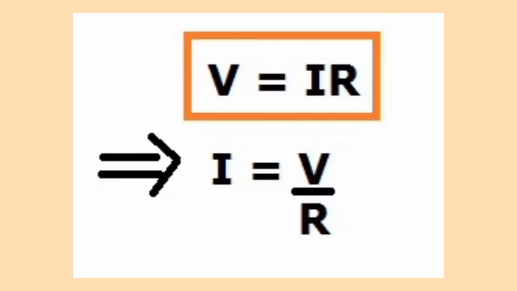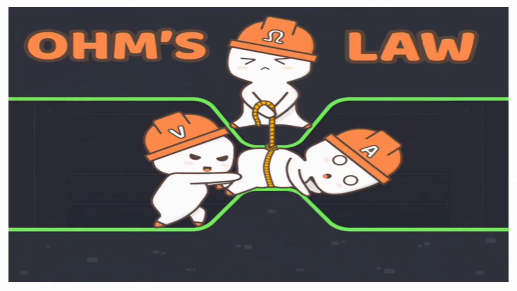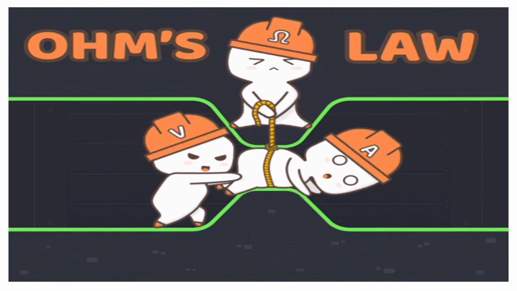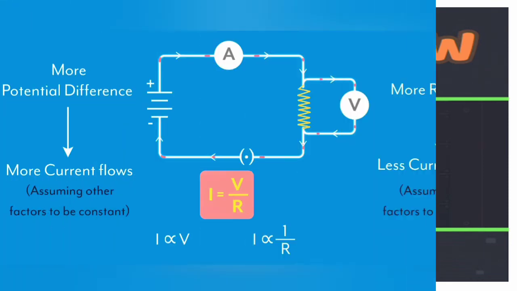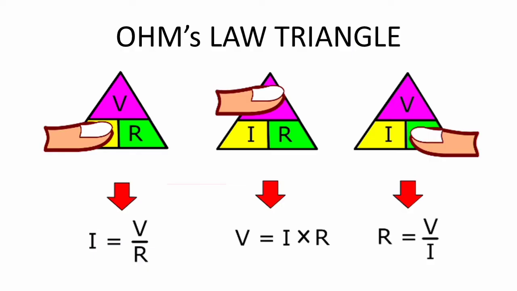So now from the equation V is equal to IR, we get I is equal to V by R. It is obvious that current is directly proportional to the potential difference and inversely proportional to the resistance given by the conductor. This means that an increase in the resistance of the conductor will hinder or reduce the amount of current flowing in that circuit, and an increase in the potential difference across the ends of the circuit will increase the amount of current flowing in the circuit.